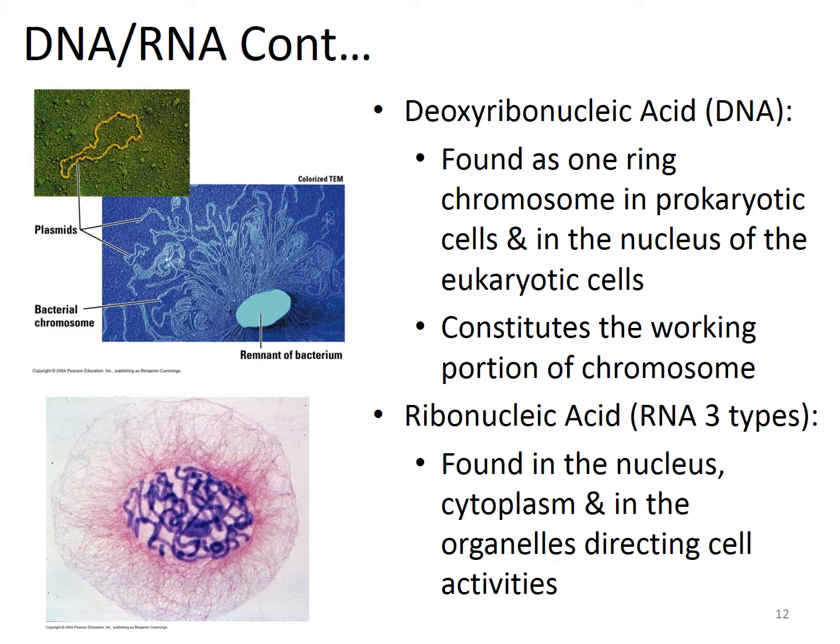Again, based on the work of Hershey and Chase, we know now that it's DNA that constitutes the working portion of the chromosome, and the proteins, the histones associated with the chromosomes, really are just there to help with packaging and maintaining the structure of the chromosome. The other type of nucleic acid, ribonucleic acid or RNA, has 3 types, which we'll get into in more detail later: messenger RNA, transfer RNA, and ribosomal RNA.